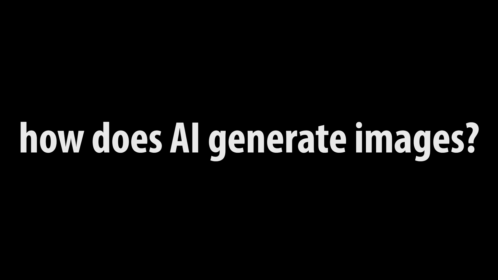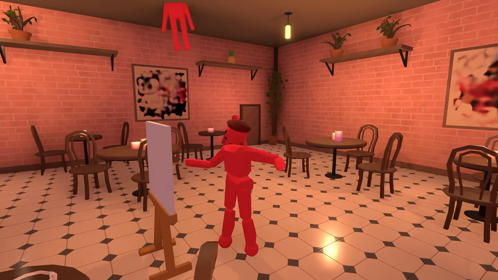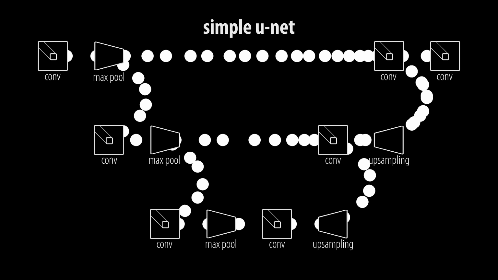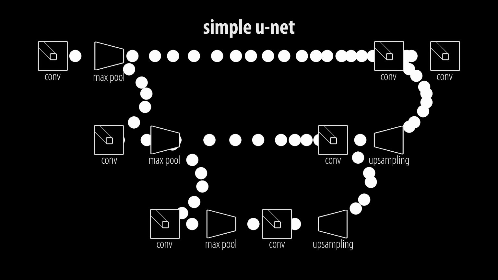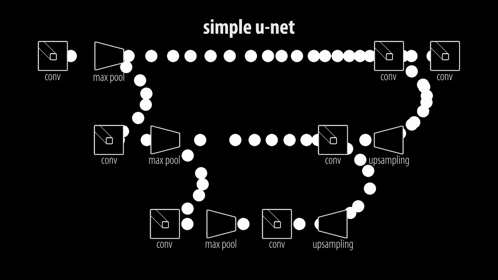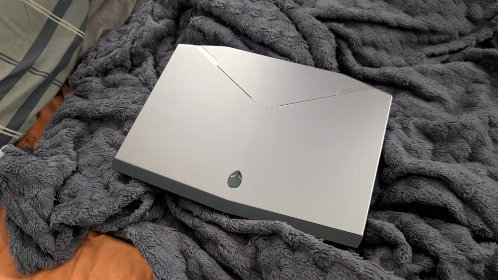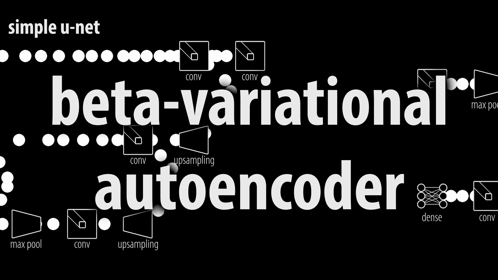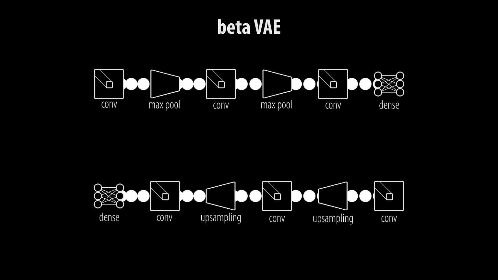Now we get into the nitty-gritty. How do you train an AI to generate images? The state of the art for this problem is stable diffusion, which involves training a U-net to iteratively remove noise from images, and this was going to be the original topic of the video until I discovered that you can't train a stable diffusion model on a 2014 Alienware laptop. So instead, we're going to use something called a beta variational autoencoder. This will actually be 2 AI.